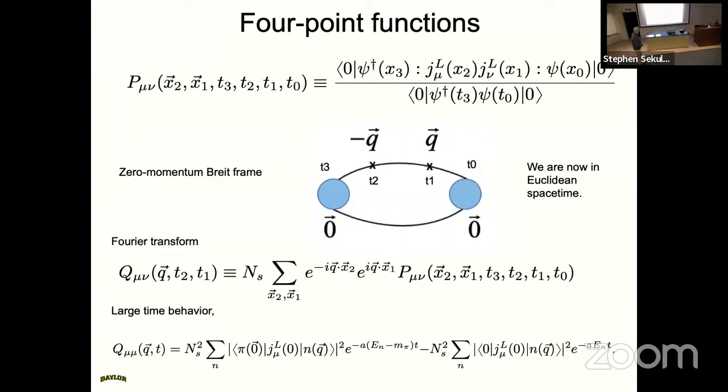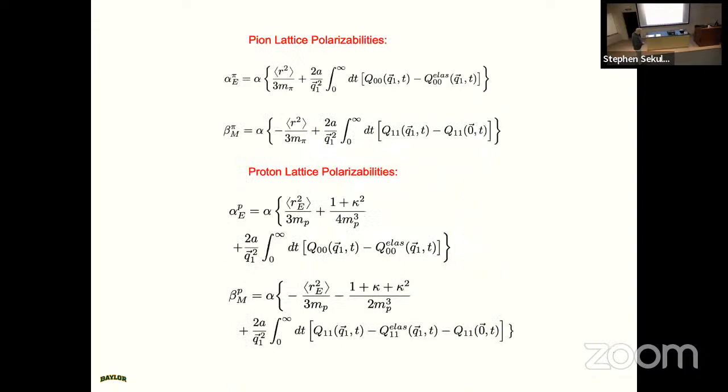The large time behavior looks like this, and you can pull off the coefficients. The electric and magnetic polarizabilities are defined within this Compton tensor. Okay, and you can pull off these coefficients, measure them, and this is what you have to do on the lattice in order to measure these things.